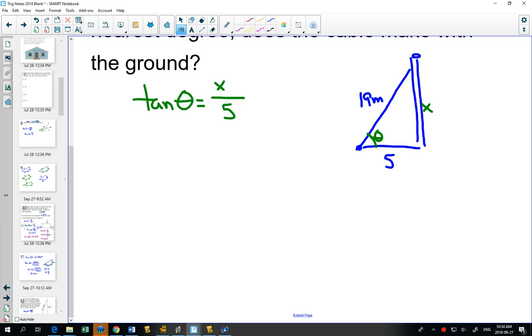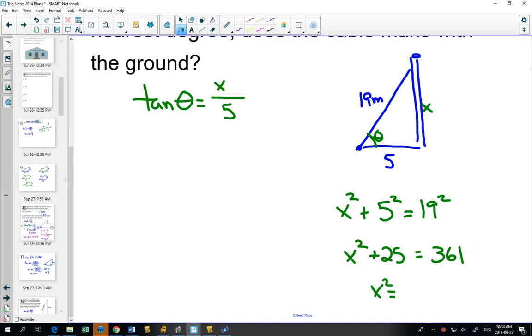Okay, so I could do A squared or X squared plus B squared, 5 squared equals C squared, 19 squared. Okay. Pick a square that you'd like to do. Mental math. Do you want to do the 5 squared or the 19 squared? Oh, so what is it? 25. 19 squared, 361. What do you have to do to get the x squared by itself? Subtract 25 from this side. So that will leave you with 336.